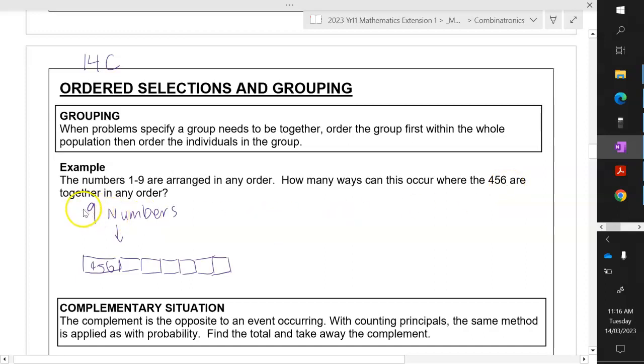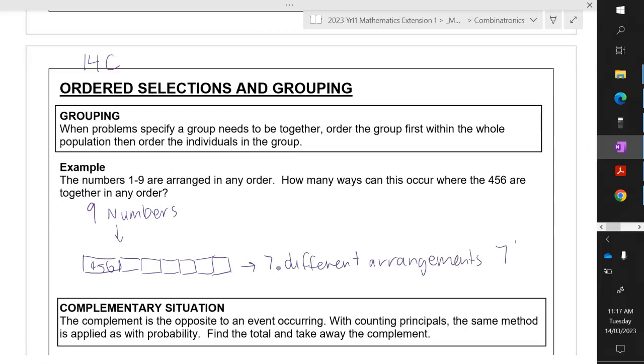Okay, so how I'm going to think about it is we've got 9 numbers, 1 through to 9, but within that group of numbers, the 4, the 5 and the 6 have to stay together. So I'm going to think of those as one number, and we've also got 1, 2, 3, 4, 5, 6 other numbers, because remember we had 9 to start with, we've taken out 3, so we've got 6 others. So all up, we're thinking of having 7 different arrangements, which would be 7 factorial.